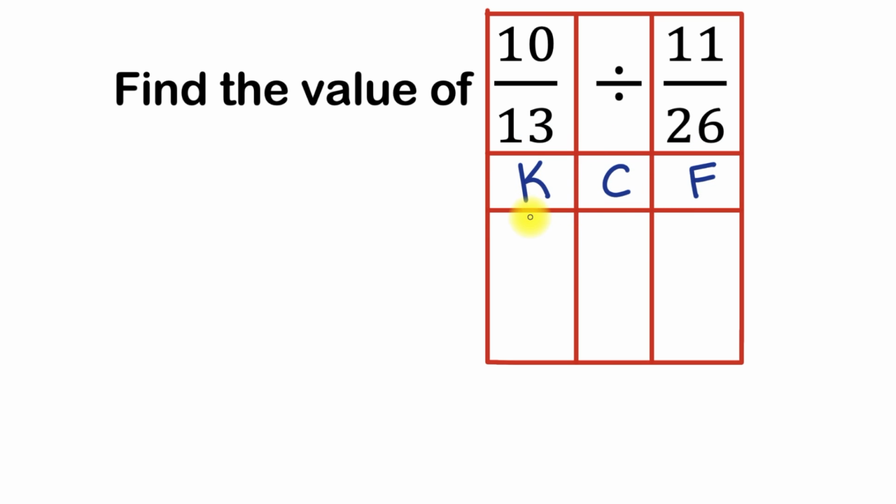So here I made this little KCF chart. I just feel like it makes things a little bit more clear and a little bit more helpful. So the K stands for keep. So this 10 over 13, we're going to keep it exactly like it is. This C stands for change. And what we're doing here is we're changing this division operation to multiplication. And the F stands for flip. So here we have 11 over 26. We're going to flip it so the top becomes the bottom and the bottom becomes the top. And that would become 26 over 11.